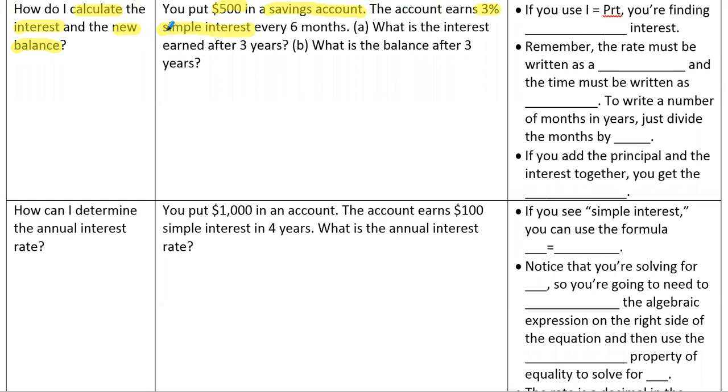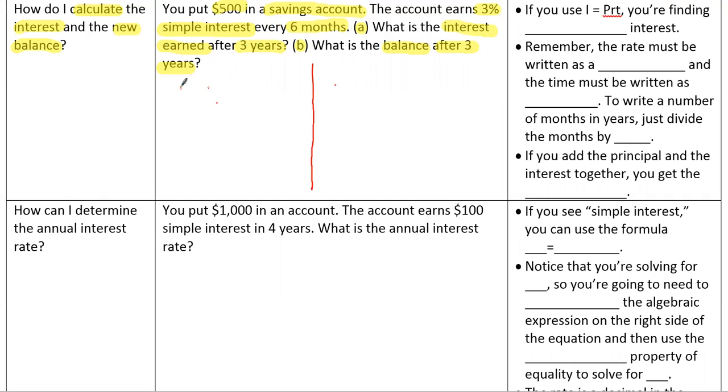Anytime it says simple interest, guess what formula we can use? I equals PRT. And it earns that every 6 months, which must be the time. Okay, we have two questions. A, what is the interest earned after 3 years? And B, what is the balance after 3 years? Well, if we have two different questions to answer, why don't we just split this in two?